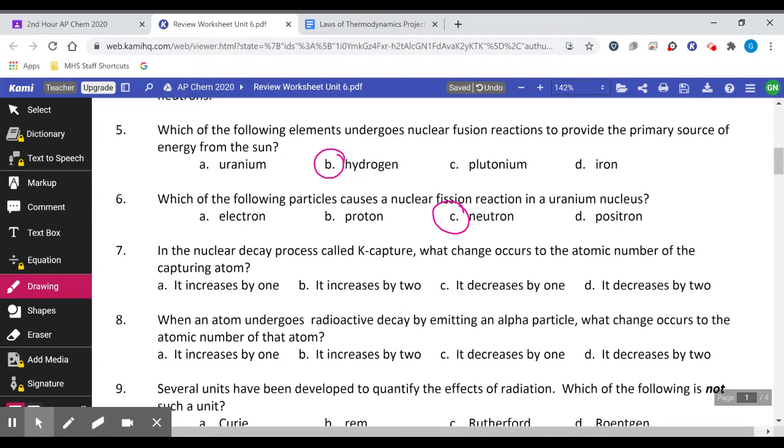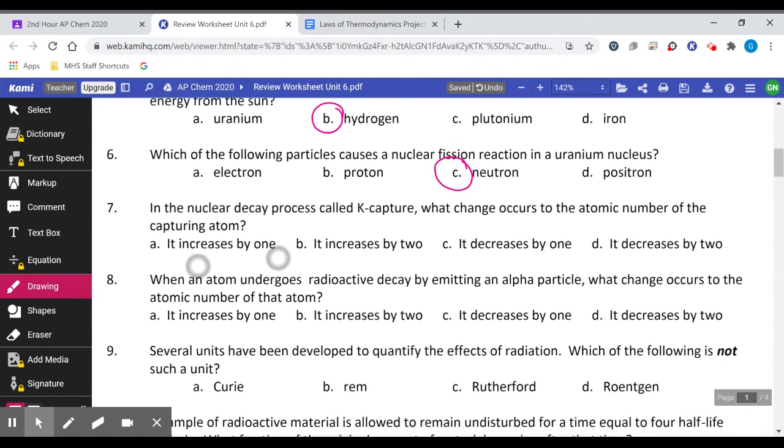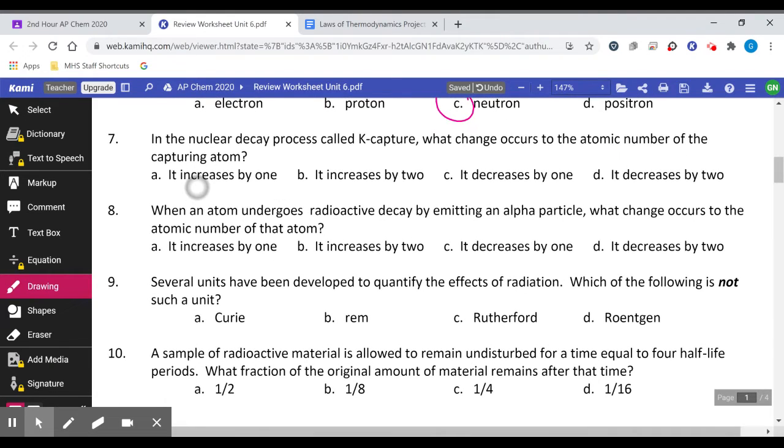Okay. On number 7, in the nuclear decay process called K capture, which change occurs to the atomic number of the capturing atom? Okay, so remember that in a K capture process, if we drew what that looks like, it's an electron that's captured. And so think about what's going to happen to the bottom number of that isotope. What's going to happen? It's going to be decreased by 1.